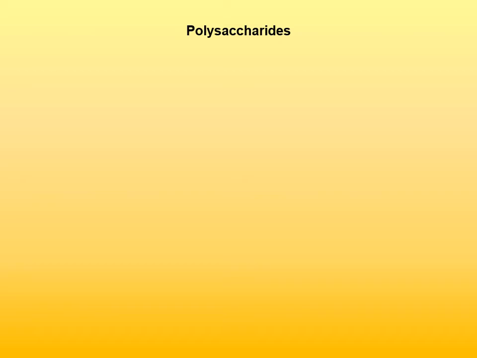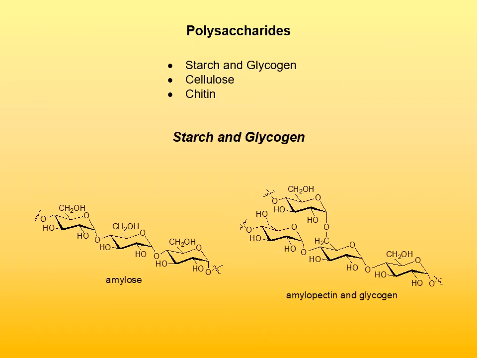Polysaccharides are polymers that contain monosaccharide units as monomers. They may be homopolymers if the monosaccharide unit is the same, or heteropolymers if they have different monosaccharide units. We will examine only several homopolymers, and they are going to be starch and glycogen, cellulose, and chitin. So first we'll look at starch and glycogen.